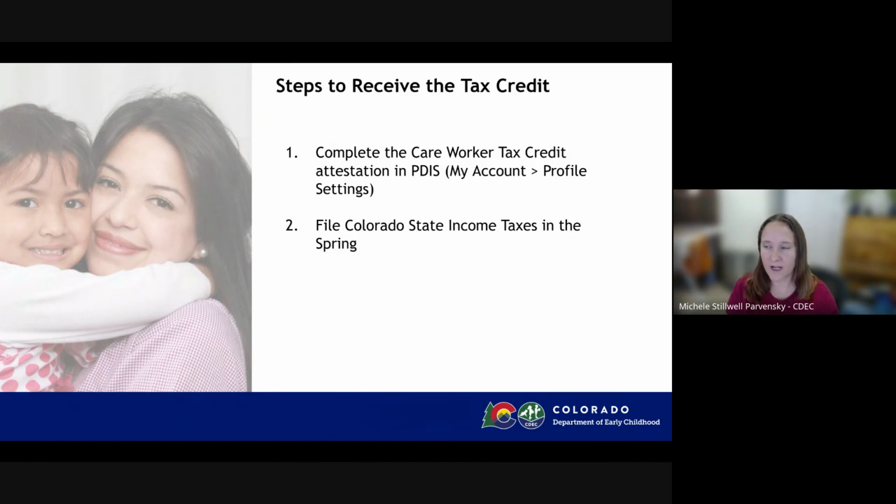Before I go into a little bit more detail, I just want to see if there are any questions right now about the credit, or who's eligible, anything outstanding there. We do have a frequently asked questions document that goes through a lot of those questions, available on that website that I linked to, that we're continually updating. But happy to answer any questions at this point.